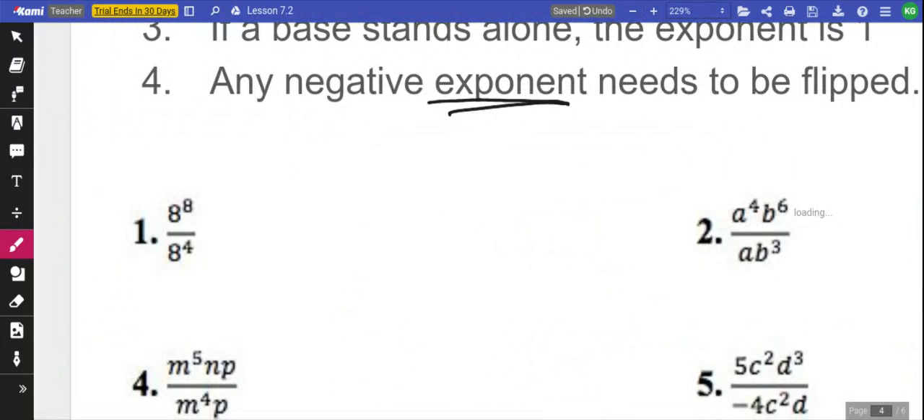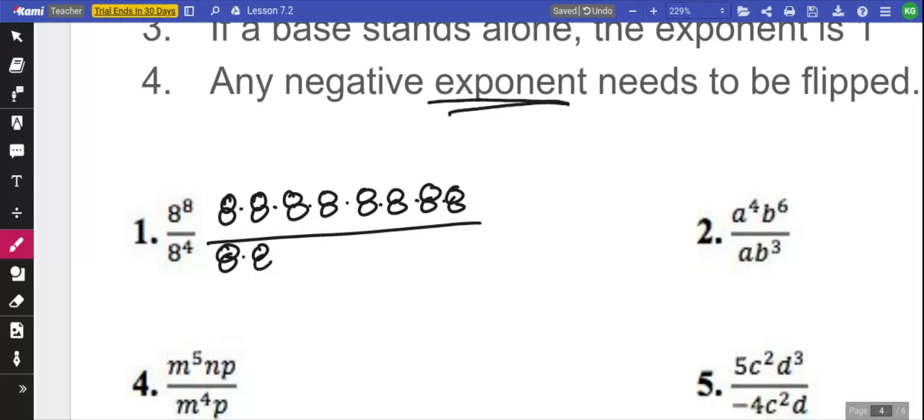So number 1 here, what I have actually going on is I have 8 to the 8th, which would be 8 eighths, over 8 to the 4th, which would be 4 eighths. So what you're doing in division of like bases is you're reducing the exponents to ask yourself, how many bases do you have left and where are they at? So in this case, when I reduce them, I would have 4 eighths on the top.